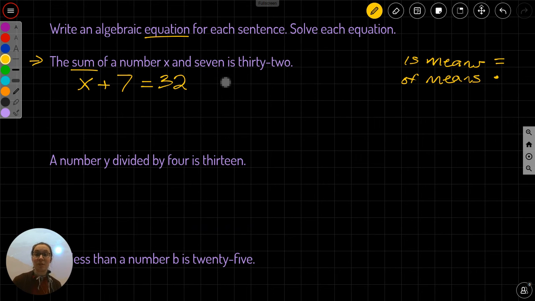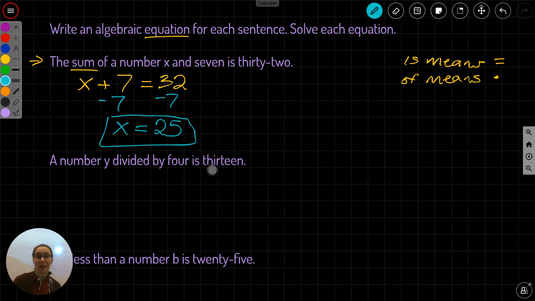Now, this being an addition problem, we are going to solve it using subtraction. We want to get this x by itself, so we need to get rid of this plus 7. In order to get rid of the plus 7, we need to minus 7. Subtract 7 from both sides. All we have left on the left-hand side is x equals 32 minus 7, which is 25. For this equation, x equals 25.